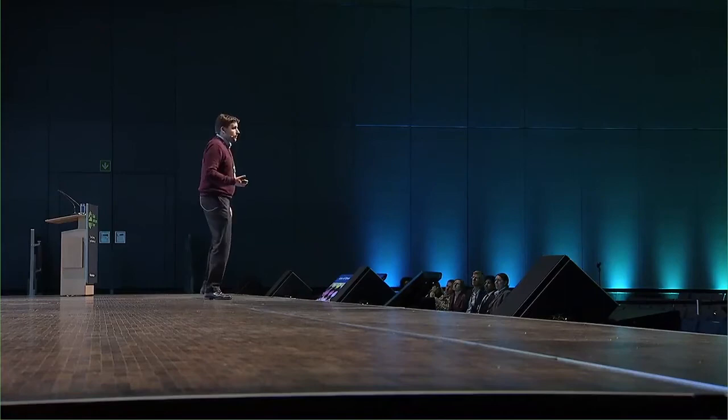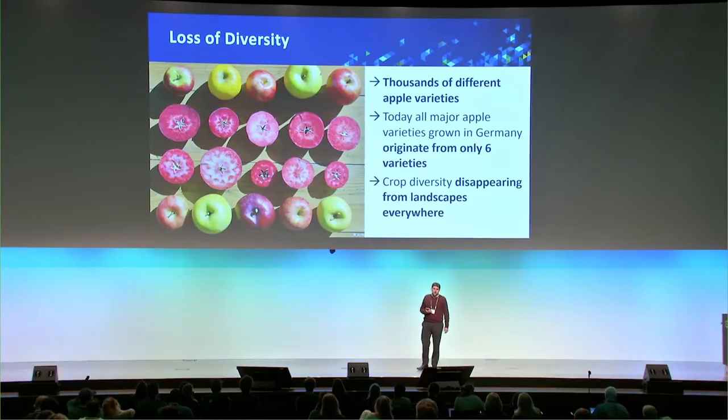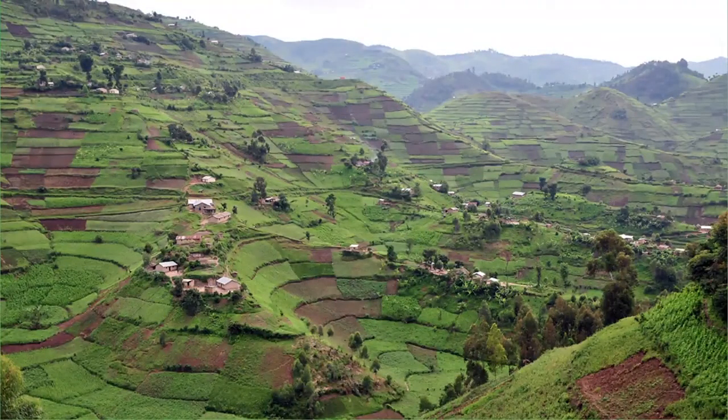At the same time, unfortunately, we're losing a lot of the diversity. Here in Germany, a good example is apples. There were literally thousands of different apple varieties. Even here in the Rhineland, were grown only 200, 300, 400 years ago. But now, all the major apple varieties grown in Germany originate from only 6 varieties. This is only one example to show you how crop diversity is disappearing from landscapes everywhere.